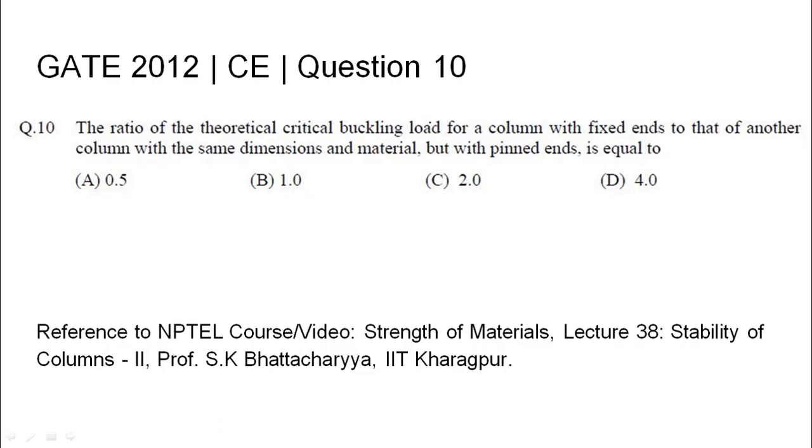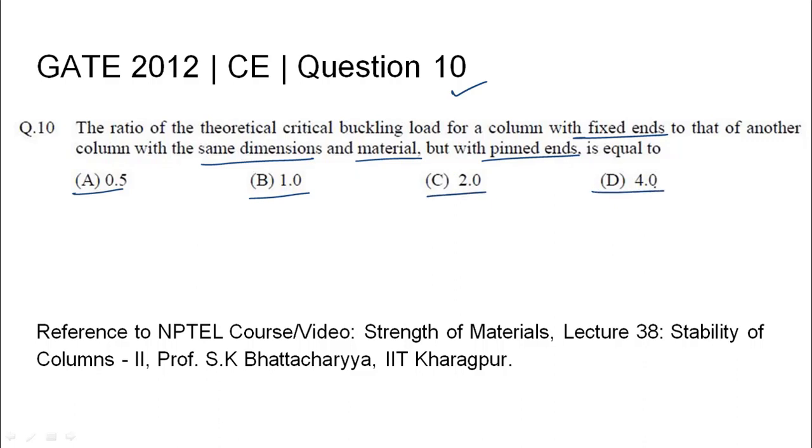GATE 2012 Civil Engineering Question 10. The ratio of the theoretical critical buckling load for a column with fixed ends to that of another column with the same dimensions and material but with pinned ends is equal to. The four options given are A 0.5, B 1, C 2 and D 4.